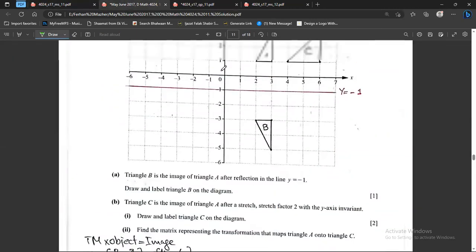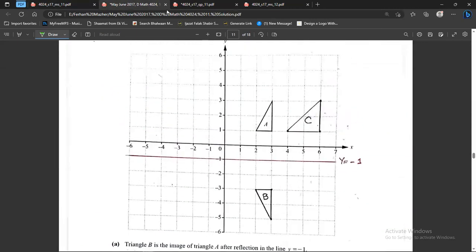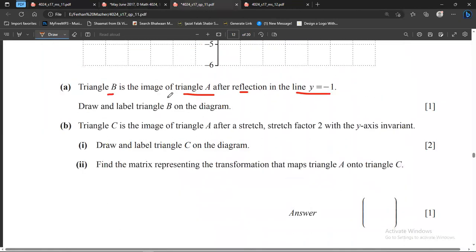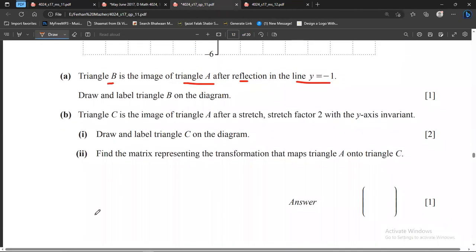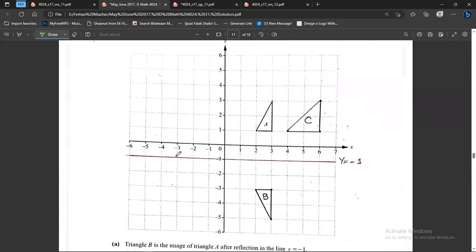Answer is perfect. Then it says triangle C is the image of triangle A after a stretch, and the stretch factor is 2 with the y-axis invariant. The y-axis is the invariant line. So this is my invariant line. This point is how much away? 1, 2. Multiplied by 2, you get 4. So 1, 2, 3, 4.